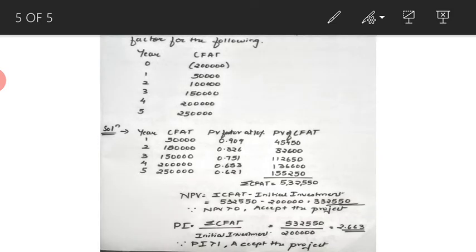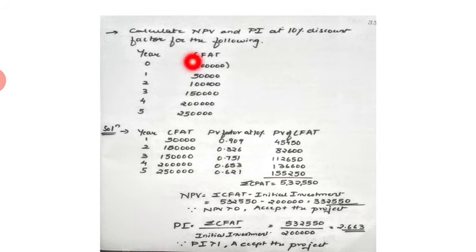Okay, so this is the problem given. Calculate NPV and PI at 10% discount factor for the following. Always remember, whenever a question comes on discounted methods, they have to mention the discount factor. The discount factor has to be mentioned. Sometimes they may give cost of capital, that itself should be considered as discount factor.